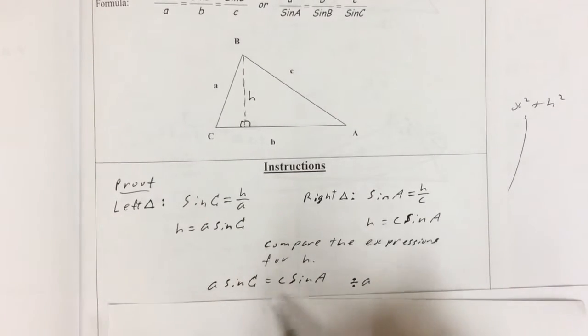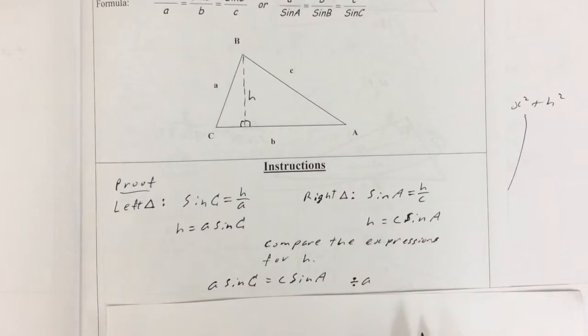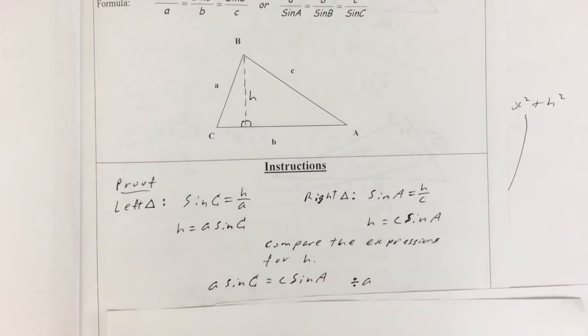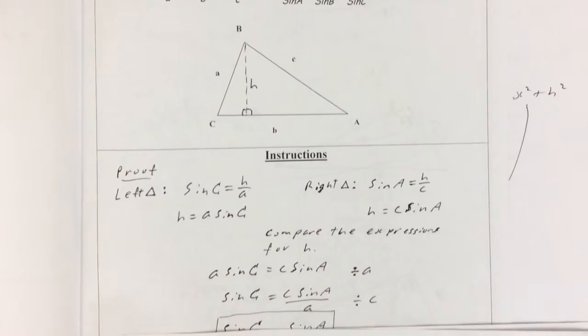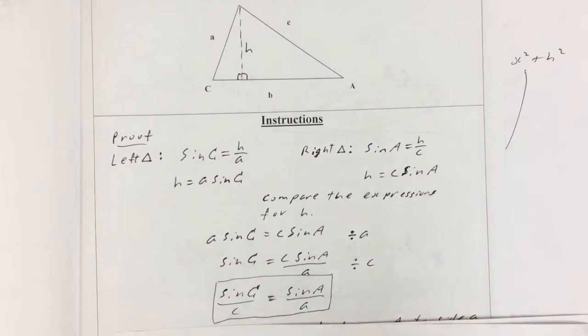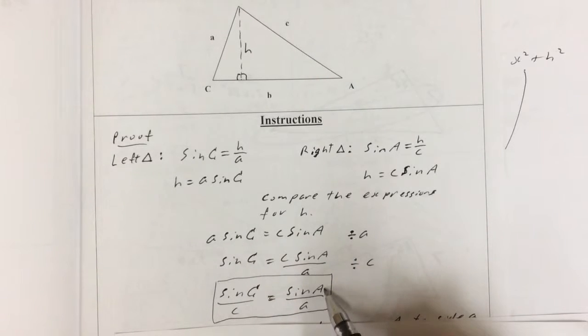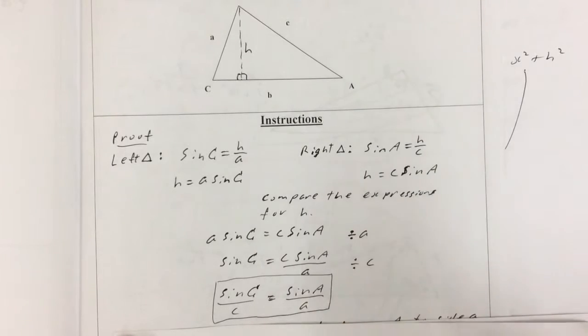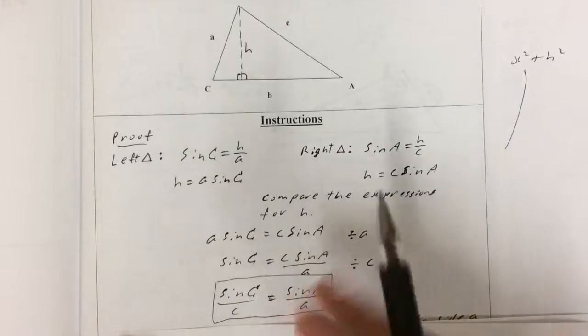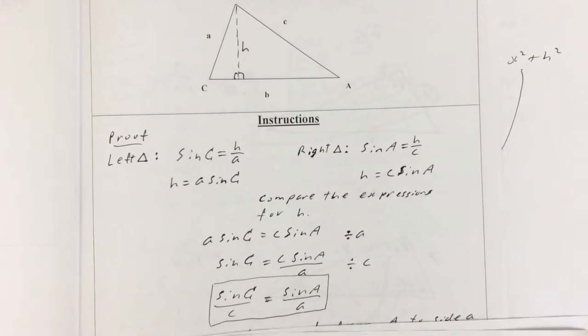a sine C equals c sine A. And now you can try to get the same letters on the same sides. So we want all the c's with the c's, a's with the a's. To do that, we're going to divide both sides by a and divide both sides by c. And then we end up with this relationship: sine of angle C over side c equals sine of angle A over side a. This could be written the other way around, right? If you take the reciprocal of each side, they're still equal.